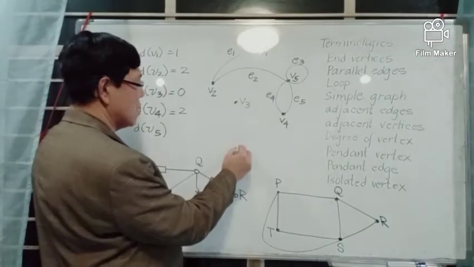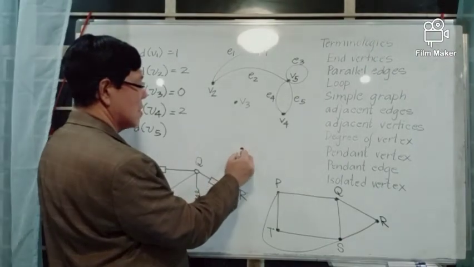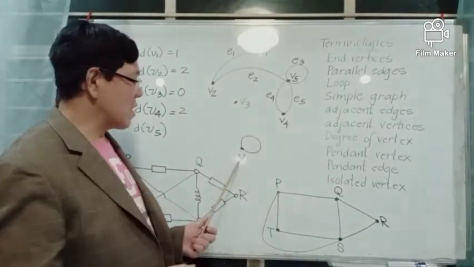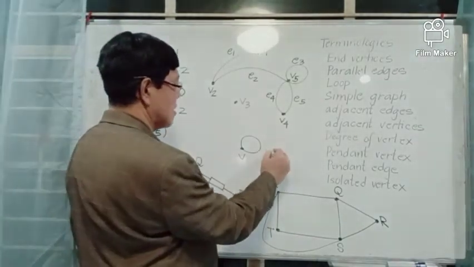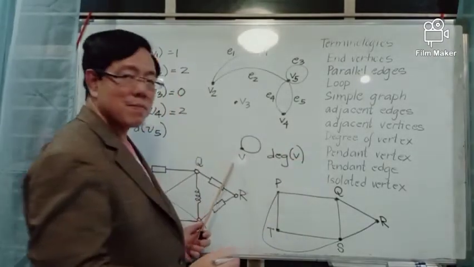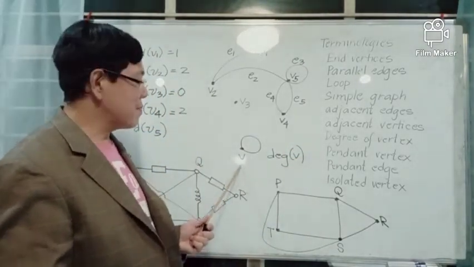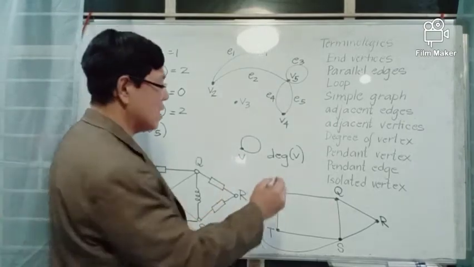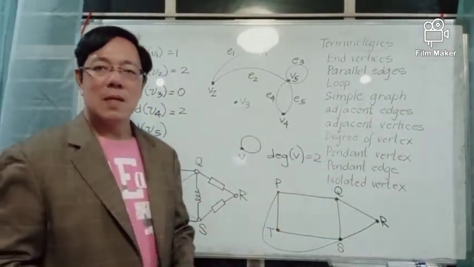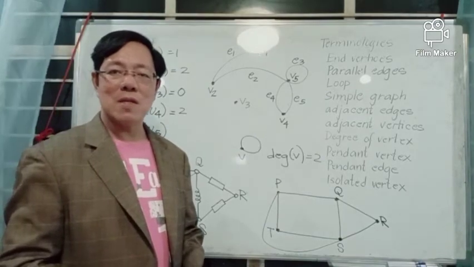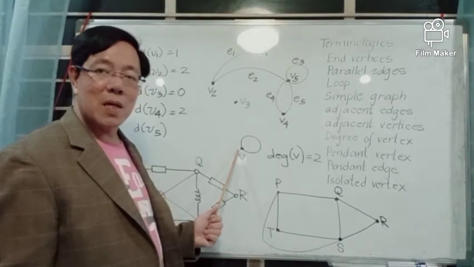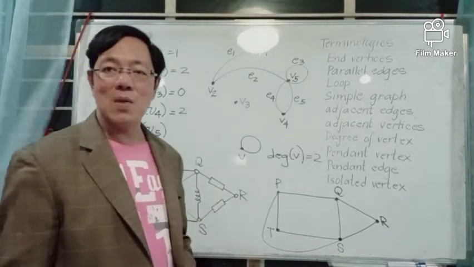For example, if this is a vertex B and there is a loop at vertex B, then by convention, the degree of vertex B where we have a loop is 2. That is, again, by convention, the degree of a vertex that is connected by a loop is 2.